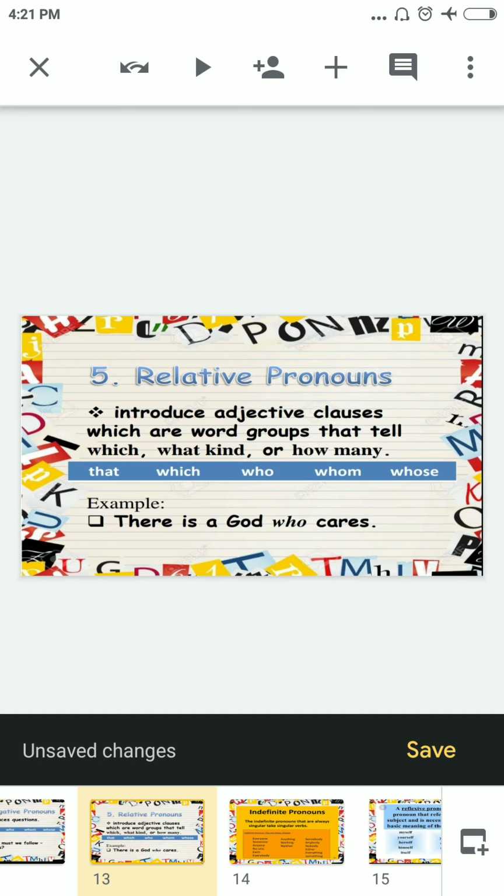It means if we are just taking this sentence clause, there is a God. Okay, and if we just put a comma and use "cares", it is not applicable. So we have to use a certain word which shows the relation between that adjective and that clause. Which kind of word are we using here? "Who". Okay, "who" is the word which is showing the relation between who is caring and what God is doing. So this is the relative pronoun.